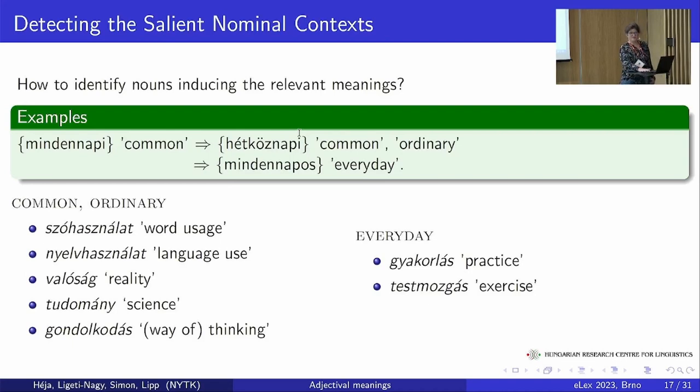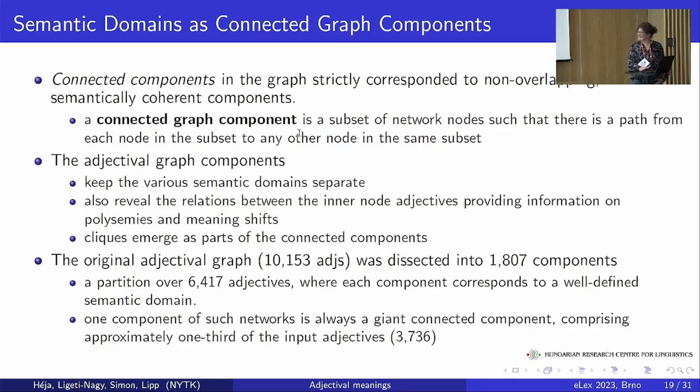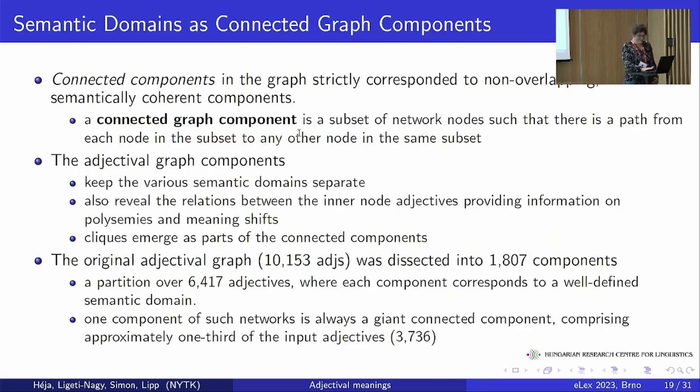It's important to note that these nominal contexts were extracted fully automatically as well by using a hierarchical agglomerative clustering method. So the input of this clustering algorithm was also the word2vec representation of the nouns. And as you can see, the branches which are closer to the terminals refer to these quite well-defined, tight semantic classes.